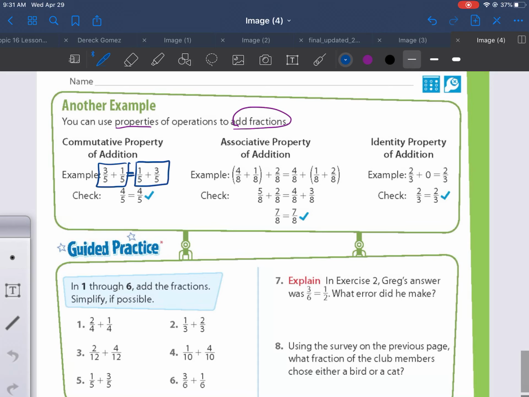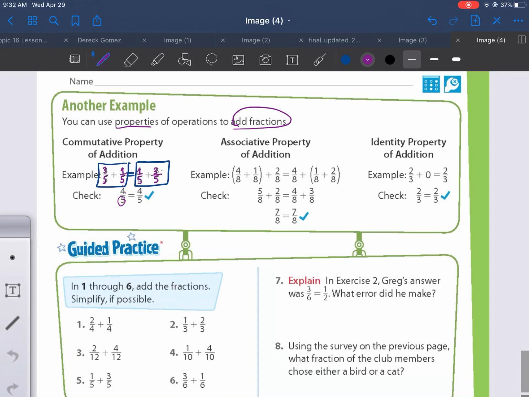We have a left side and we have a right side. If you notice, on the left, they're adding 3/5 plus 1/5. On the right, they're adding 1/5 plus 3/5. They're adding the same fractions, but the only thing that they did is that they swapped them. Here they started with the 3/5, which is over here at the end. And then at the end, they put the 1/5, which is now at the beginning. If you do that, you're going to get the same answer.